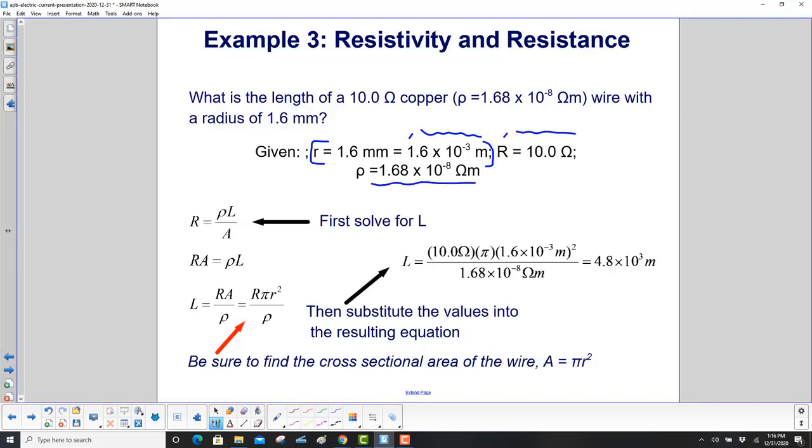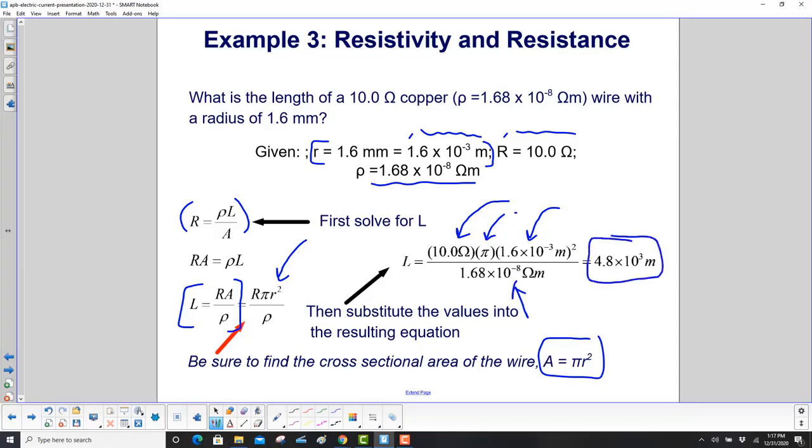We're trying to find length, so we take the resistivity equation, and we multiply both sides by A, and then we divide through by rho. So we have the length is RA over rho. Now here's the only trick on this problem. Well, in addition to converting millimeters to meters, we need the cross-sectional area. Well, we're assuming we have a circular wire, a cylinder type wire, so the cross-sectional area will be pi r squared. So that goes right here. So please make sure you do that. And then now we have our resistance here. Here's our pi, here's our r squared, and we divide that by the resistivity, and we get 4.8 times 10 to the third meters.